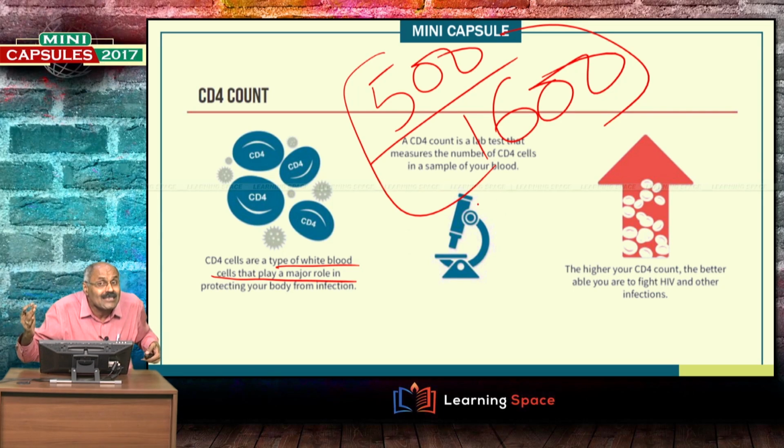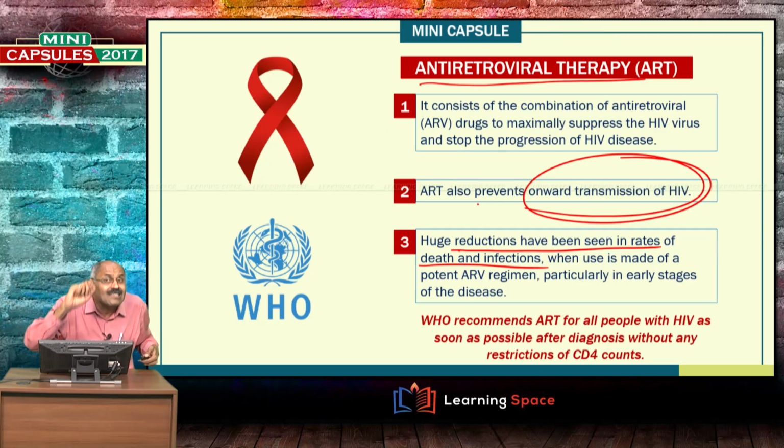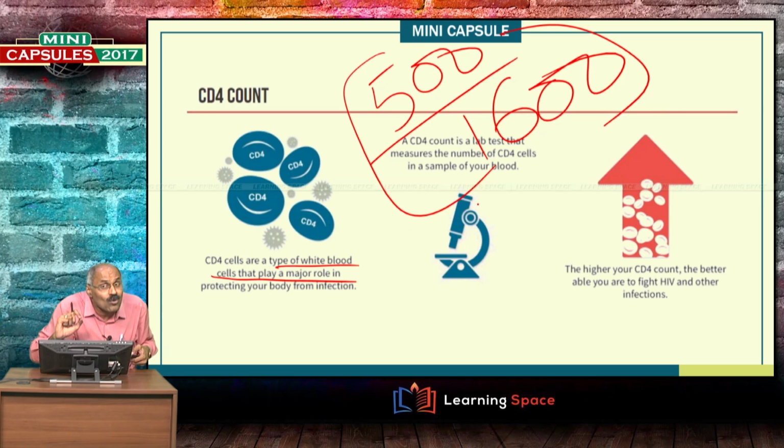But because of HIV virus, if HIV virus is active, then what happens? This CD4 cell count will reduce. It may go down to below 100, 200, something like that. So that's why, to prevent the CD4 count from going down, the HIV virus is suppressed with the use of ART or antiretroviral drugs. These are combination of drugs. So this is all about ART and CD4.